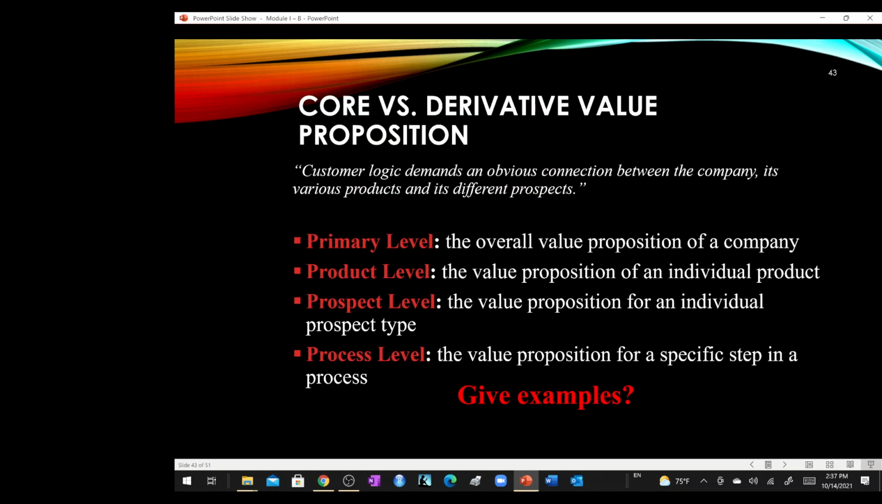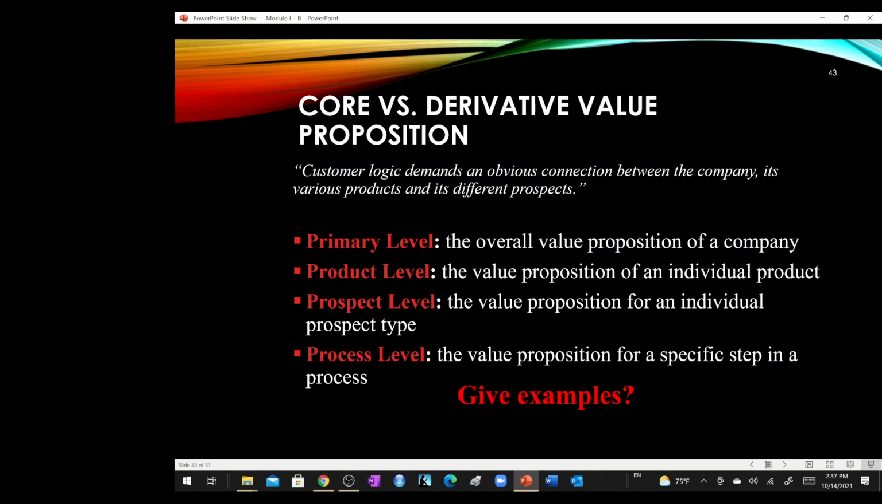Core versus derivative value proposition. The core. The customer logic demands an obvious connection between the company and its products and its different prospects. So first of all, you start with the prospects, the potential customer. Understand what kind of benefits the customer perceives for each product that they buy, and that would be understanding the customer logic. There are different levels. In the core, there is the primary level, the product level, the prospect level, and then the process level.